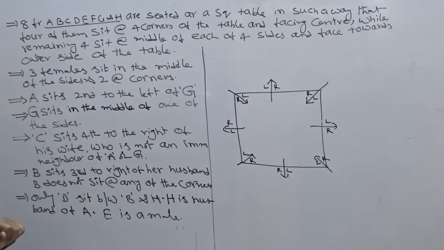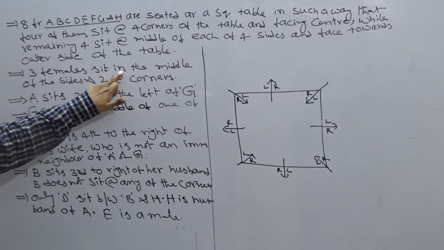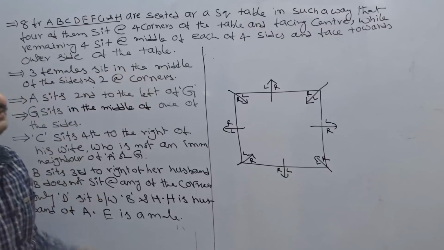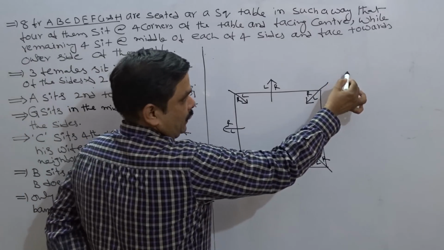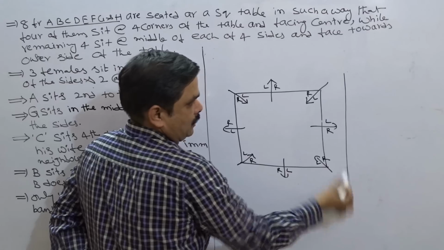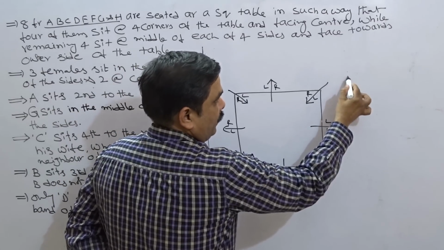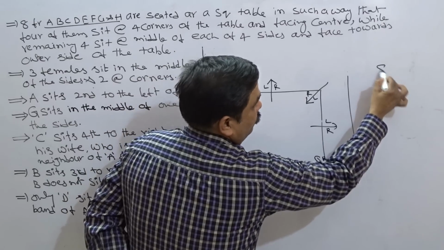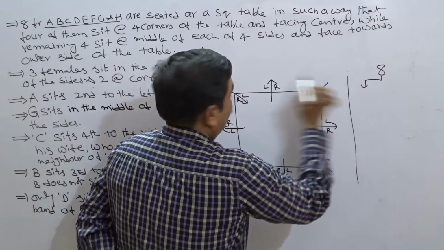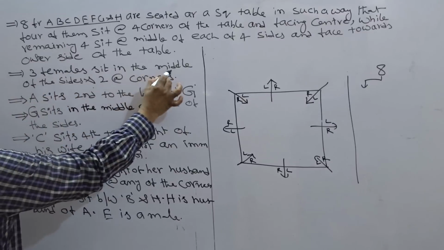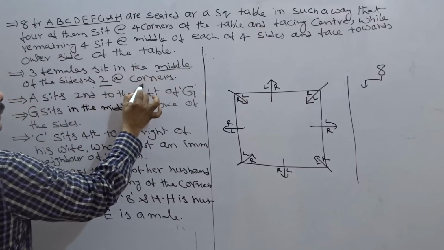What's the first information they have given? 3 females sit in the middle of the sides, 2 on the corners. What's the meaning of this? One more bifurcation here. Out of the 8 persons, very clearly they have given 3 are females. So out of 8, 3 are not the total. 3 females on the middle, 2 on the corners.